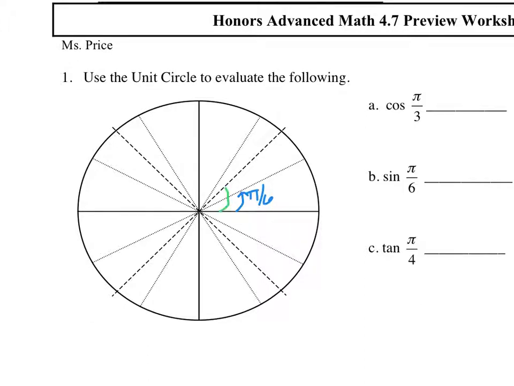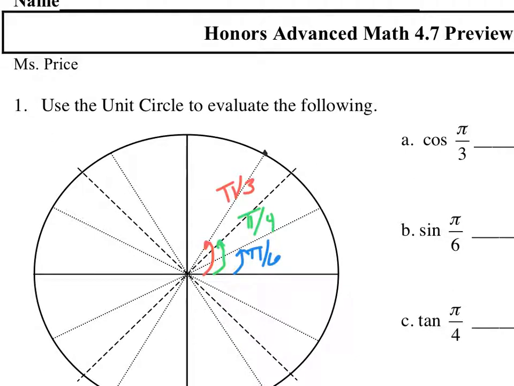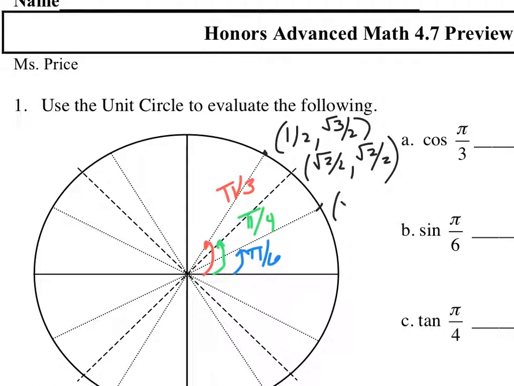This angle to the dashed line is pi over 4. And then this one to the top is pi over 3. Okay, and at each of these angles, we have points on the unit circle. For this one, the point here is 1/2, rad 3 over 2. You are required to still know this. I know it's been a little while. This right here is rad 2 over 2, rad 2 over 2. That's my favorite one because they're the same. I can't ever get them mixed up. And then at pi over 6, you have the point rad 3 over 2, 1/2.